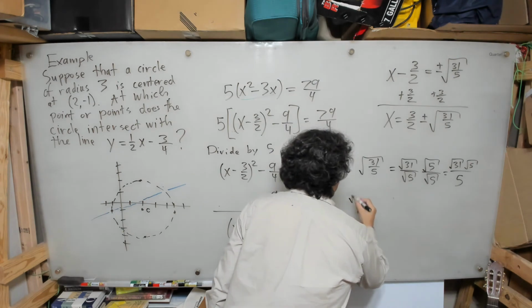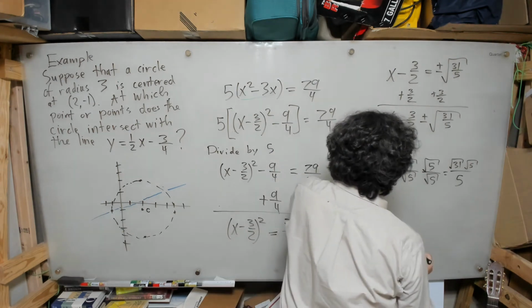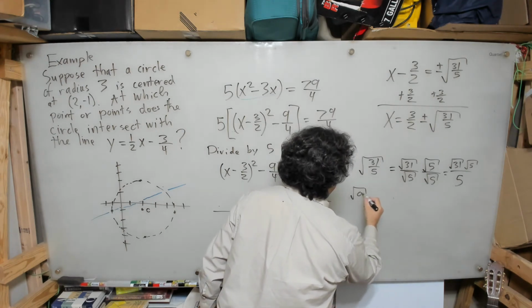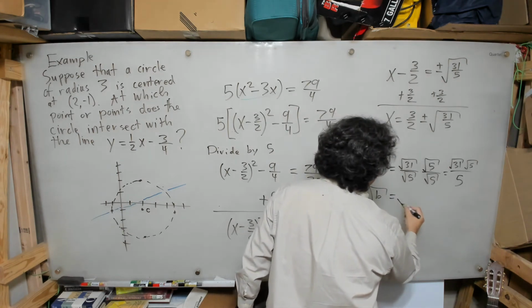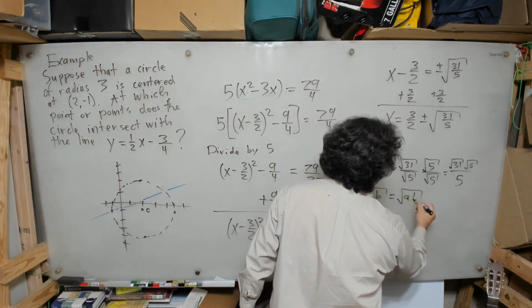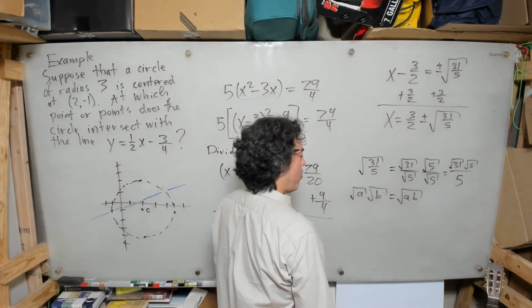Now, if you have two numbers, a and b like this, let me write the rule like this. If I have the square root of a and a is positive, and if I multiply times the square root of b and b is positive, then I can conclude that it's the square root of a times b. So again, here I'm assuming a and b are positive.